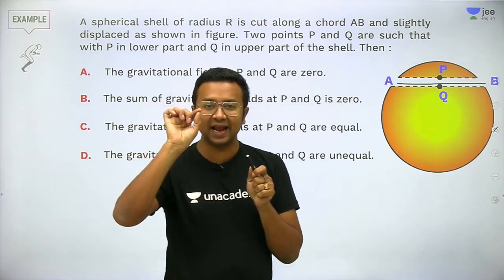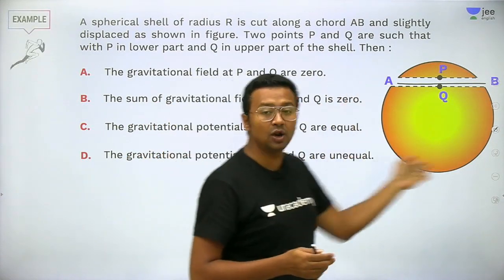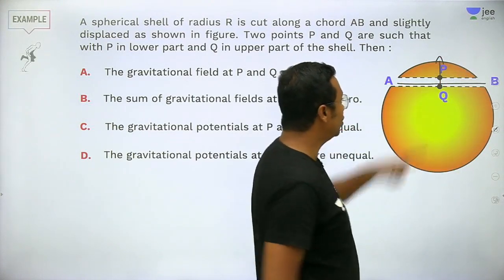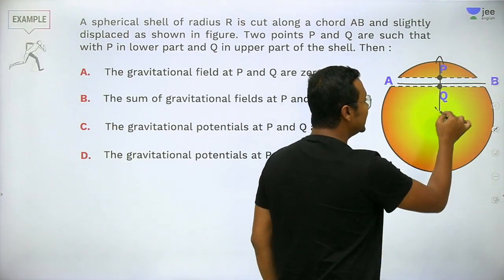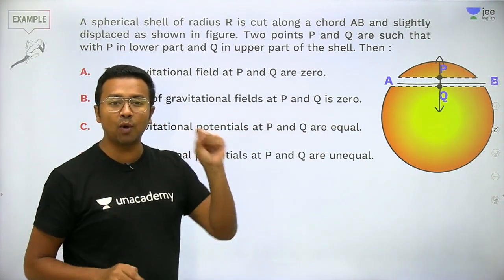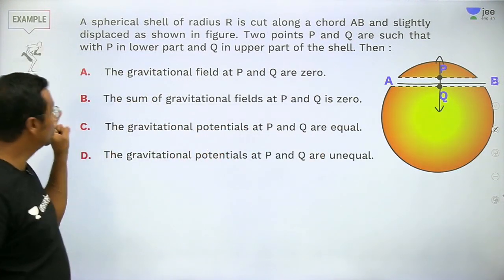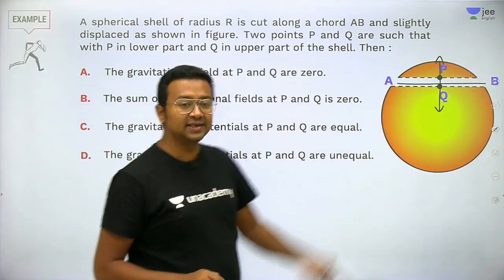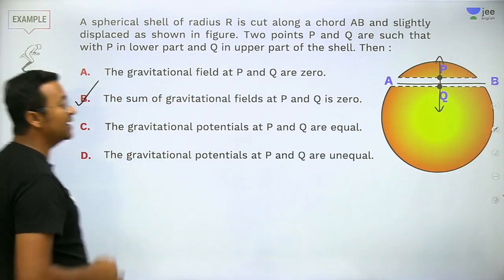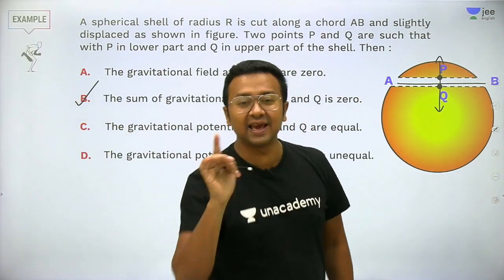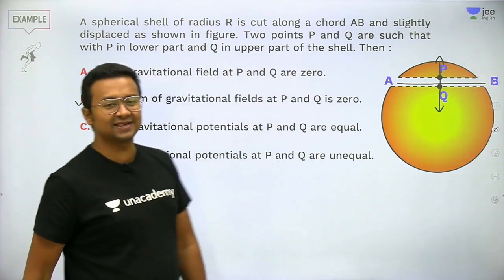Exactly there you would see that due to the lower portion, the field would have been in this direction, and due to the upper portion, the field, let's say, was in this particular direction. Then the overall field at that point will be equal to 0. So the sum of the gravitational field at point P and Q is 0. This is the correct answer. I hope everybody's got that. Option B, yes, and option D, yes.